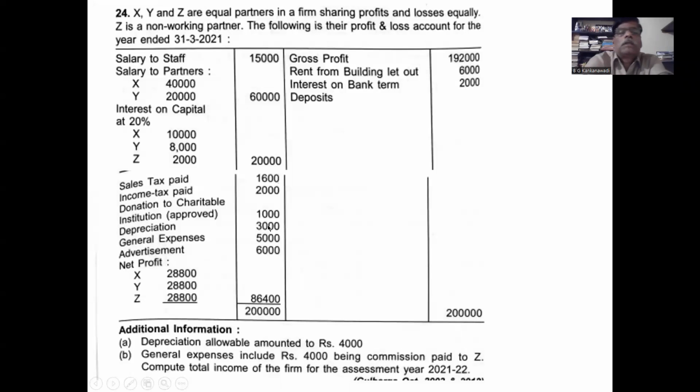You see the exercise number 24. In this exercise number 24, X, Y, and Z are equal partners in a firm, sharing profits and losses equally. And Z is a non-working partner. So the working partners are X and Y.